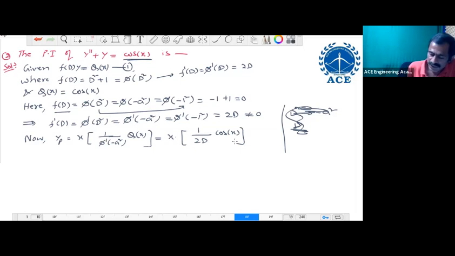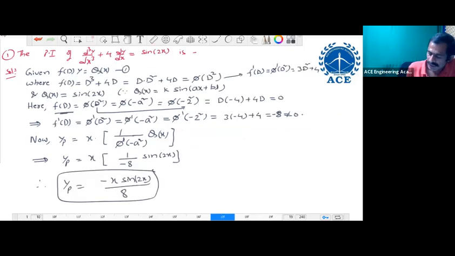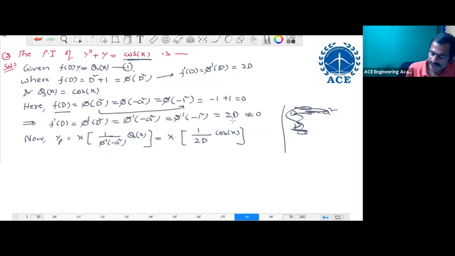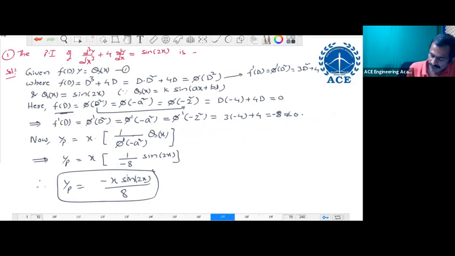But the difference between the previous and this is, in the previous problem, no operator. Just we go back. After finding the derivative, directly we got the value minus 8 only. But in this problem, after finding the derivative, we are getting 2d. That is, in the denominator we have an operator. In the previous problem, no operator, just a constant. That is why we stop here.